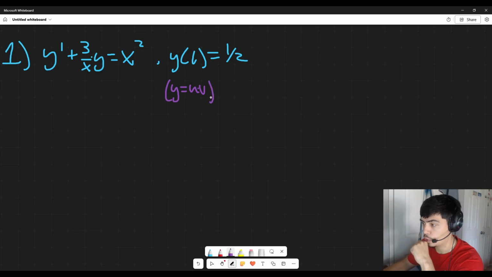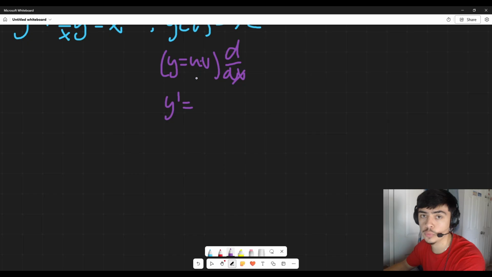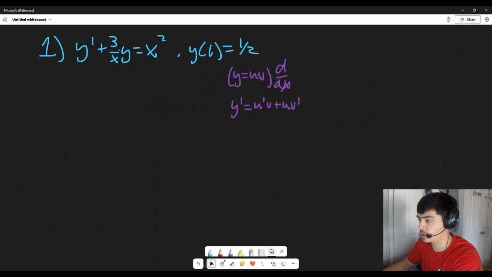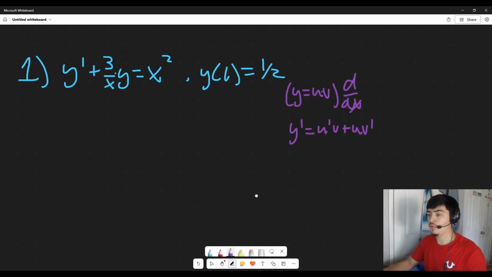Now, we're going to take the derivative of both sides with respect to x, giving us y prime equal to, and now we have u times v, two functions being multiplied by each other, meaning we use the product rule. So now we have u prime times v plus u times v prime. Let me move this a little bit to the side. This is helpful because we have a y in our equation, so we can substitute u times v, and we also have a y prime. We can substitute this product rule over here.